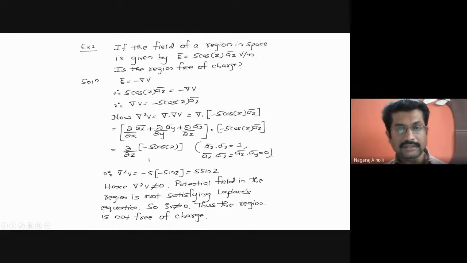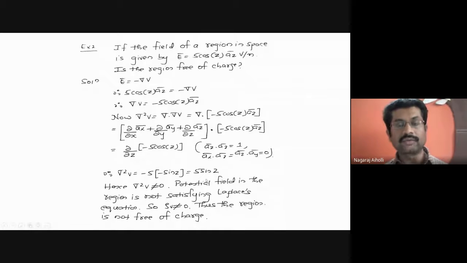Now differentiate this with respect to z. If we differentiate minus 5 cos z, what will we get? Minus 5 is a constant, take it outside. Then the differentiation of cos theta is minus sine theta, correct? So it is minus sine z. This will be equal to 5 sine z.